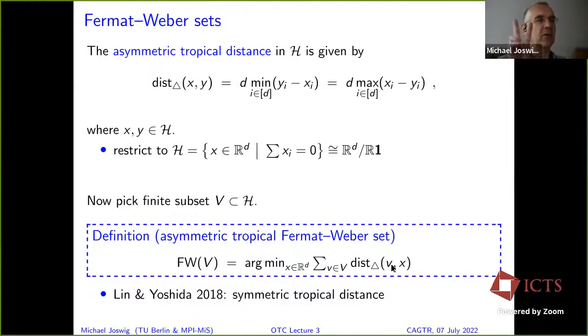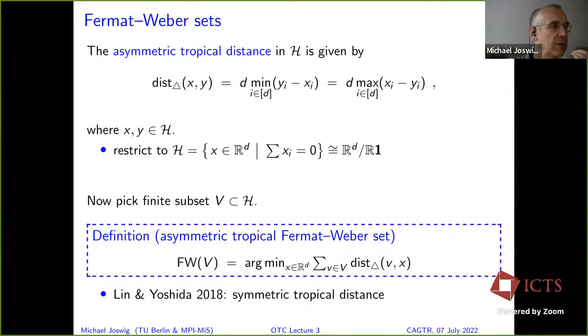And then if you have the two things, you can form the average of these two asymmetric distances, the max tropical distance and the min tropical distance. And this is the symmetric one, which has been studied by many other people before. The symmetric choice is more common than this one. But I would like to argue that this is, for some applications, the correct one. The symmetric one is unnecessarily complicated, and it has some undesirable features.